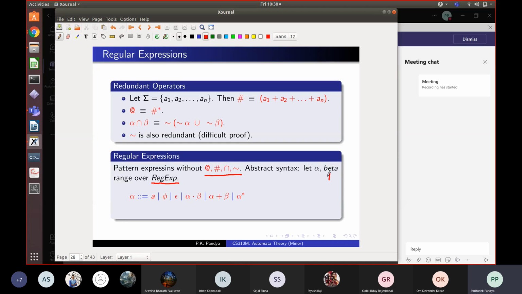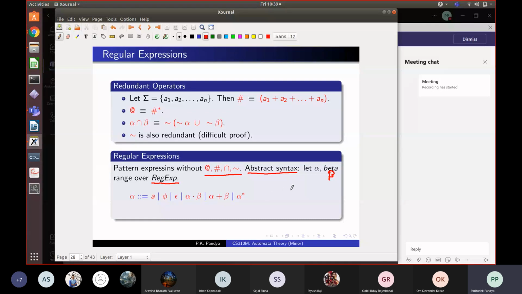Let's use the letters alpha, beta to range over regexes. Then the abstract syntax of regular expressions is defined here. A regular expression alpha is either constructed out of an atomic pattern, a letter A or B, or some letter of the alphabet, or the symbol phi, or the symbol epsilon, or it is constructed out of sub-regular expressions alpha and beta using the dot operator, the plus operator, or the star operator. These are the only operators allowed. Here we ignore bracketing, assuming that bracketing is clear by convention, and this is how every alpha can be constructed.